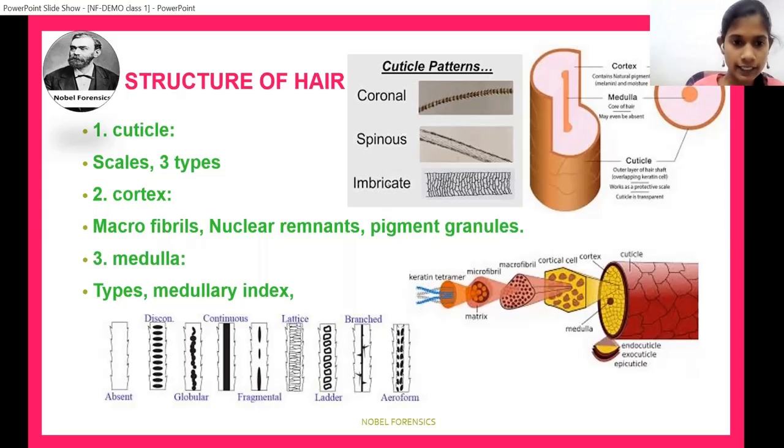And here I added this diagram. These are the different types of medulla. First one is the absent medulla, then discontinuous medulla and continuous medulla, fragmented medulla, lattice medulla. These are different types of medulla. And based on these types of medulla, we can identify human and animal and also different types of animals.